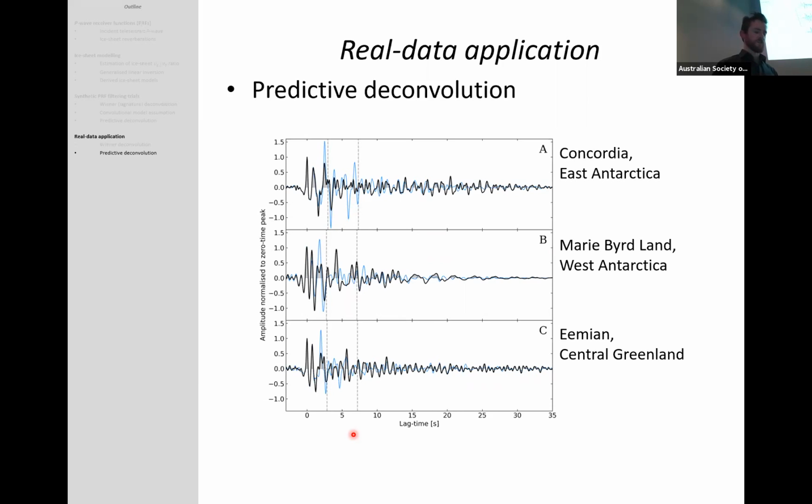As expected, the early ice phases were not reduced as well as with the Wiener process. However, within the expected Moho Ps range, there are standout events for Marybirdland and Eamon in Greenland. Unfortunately, Concordia can't really be interpreted. This could be due to the ice sheet being much thicker there, which meant longer ice lag phase times. So the crustal Moho phase is within a range where the predictive decon is more destructive than it should be. But that's just one idea. We haven't been able to show that directly yet.